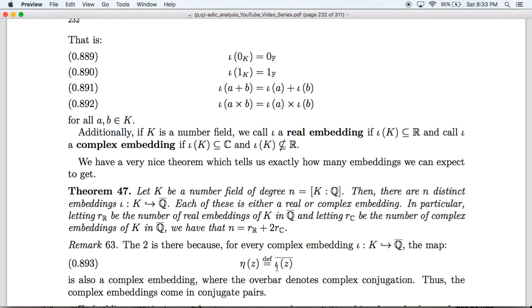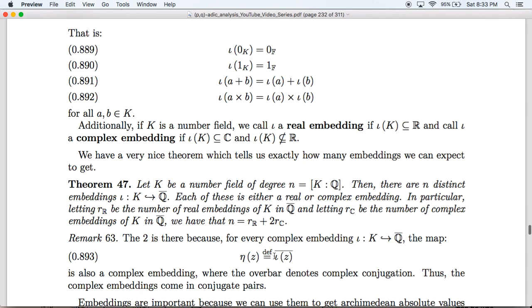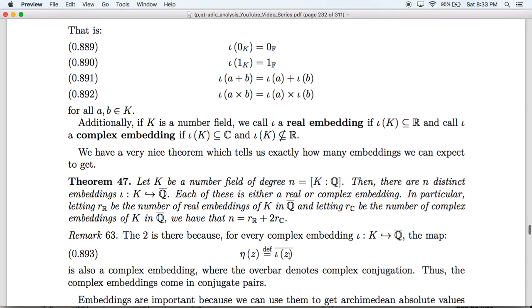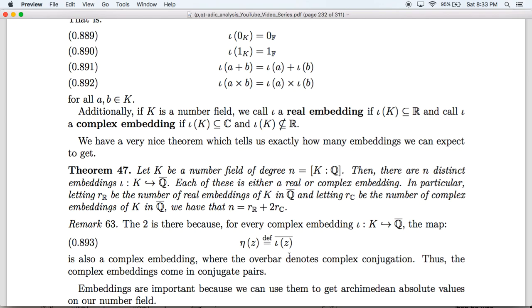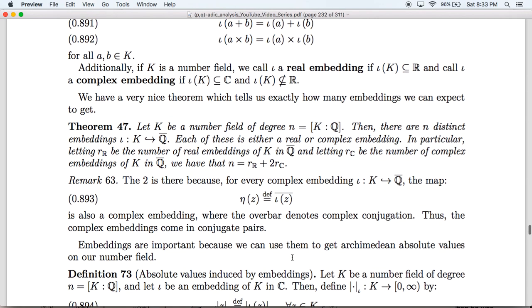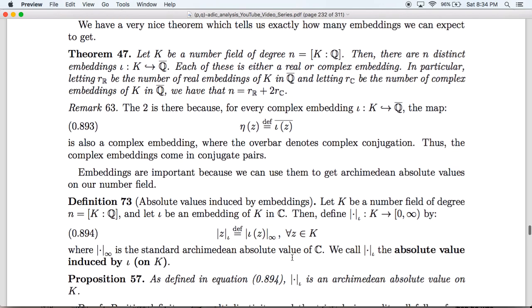The 2 is there, and will continue to follow us, because for every complex embedding, we get another one for free by using complex conjugation. That's what that overbar means. So the complex embeddings come in conjugate pairs. This can be thought of as a vast generalization of the fact that if you have a polynomial with real coefficients, then if it has a complex number as a root, the conjugate of that complex number is also a root. Embeddings are important because we use them to get Archimedean absolute values for our number fields.